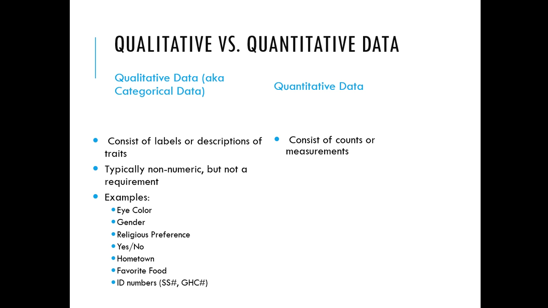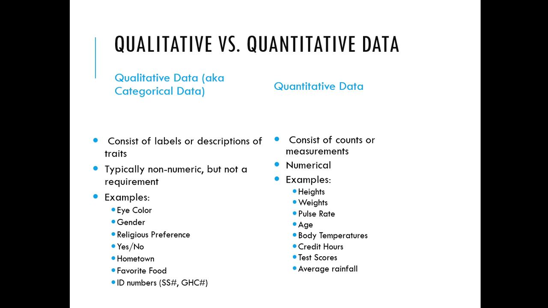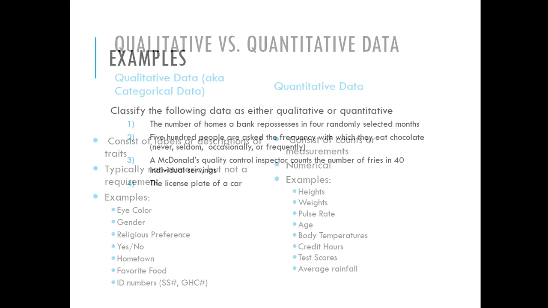So for quantitative data, that's counts and measures. When you do math with those, you get something meaningful out of it. And again, it's numeric. Some examples are height, weight, pulse rate, age, body temperatures, credit hours, test scores, and average rainfall. We could find the average rainfall for Georgia and compare it to Key West or maybe even Butte, Montana, and see the differences. While they could be explained by different things, we could compare them.